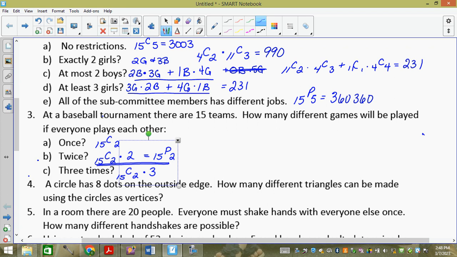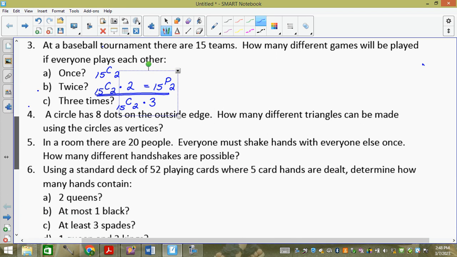So I always just do 15C2 and then multiply by how many times you play each other. The next one has a circle with 8 dots on the outside edge. 1, 2, 3, 4, 5, 6, 7, 8. Doesn't matter where they are, right?